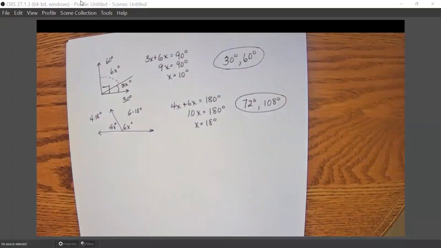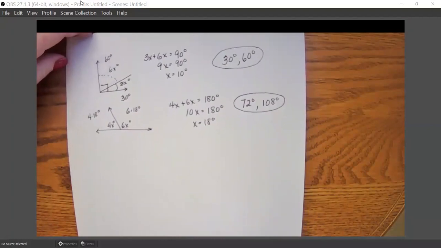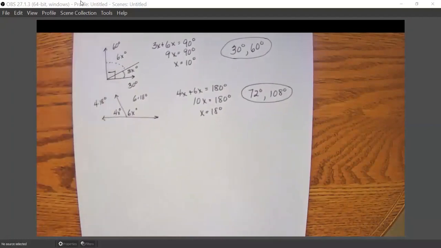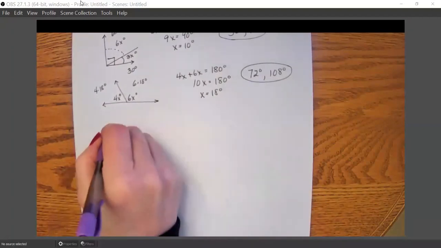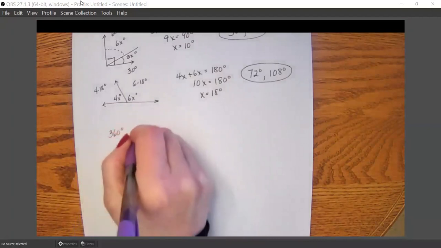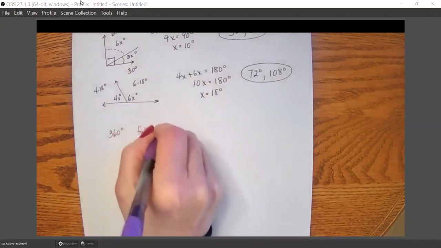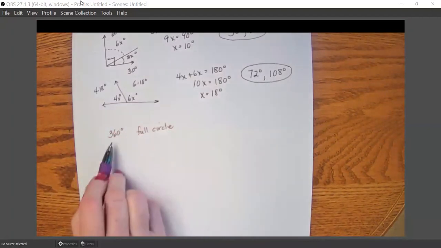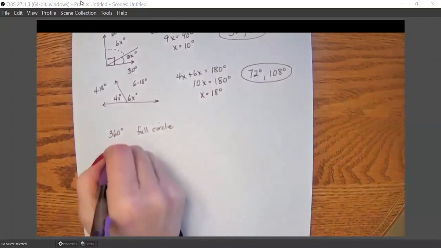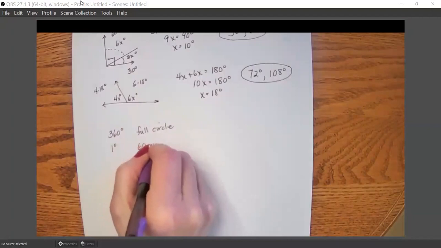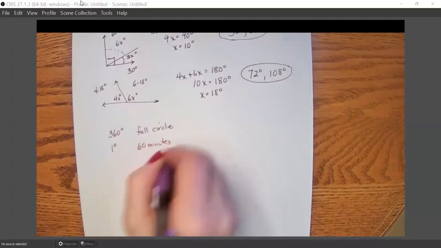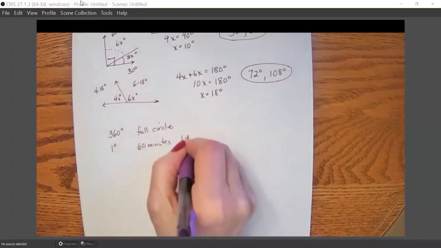So moving on to page 122. So far we've talked about degrees as measurements for angles, but degree is not the smallest measurement for an angle. There are 360 degrees in a full circle, but degree is not the smallest measurement. There are actually 60 minutes in 1 degree.